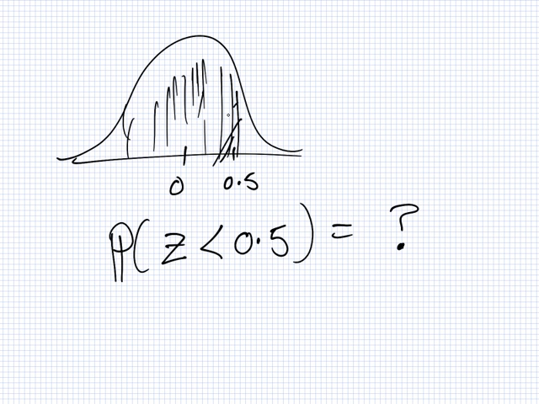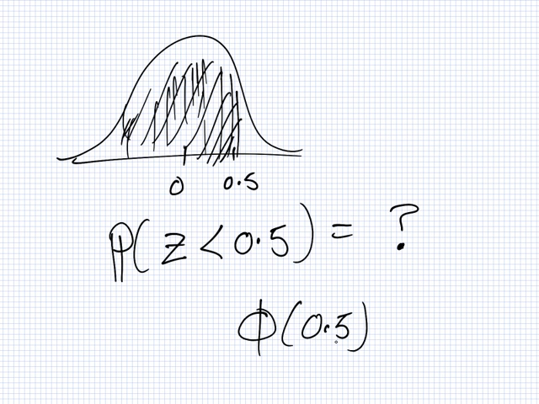I want to know what's the probability my Z will be smaller than 0.5. So what would I need to look up in the formula book? 0.5. So let's have a look in the formula book at 0.5. You start here and you go down to 0.5, which is here, and the answer is this. So what is the chance the Z will be smaller than 0.5? Yeah, about 69%.